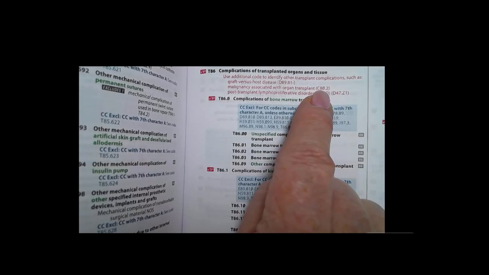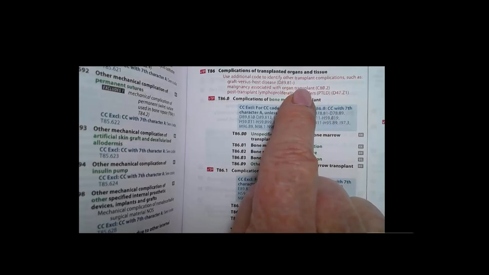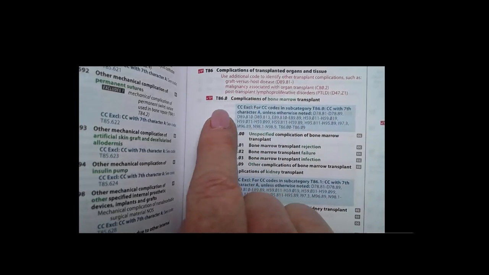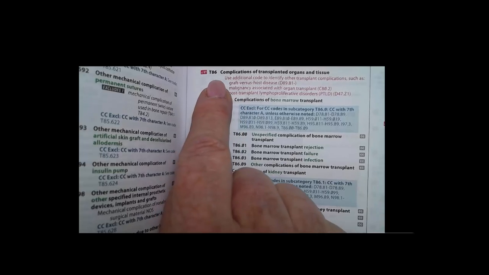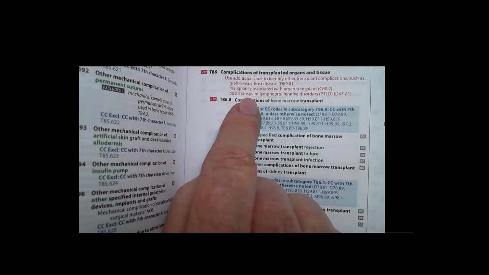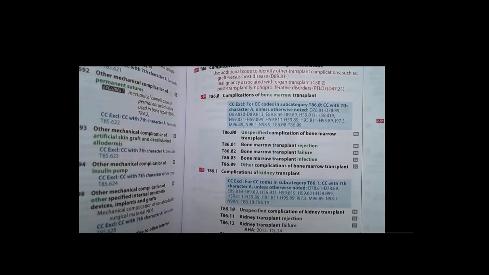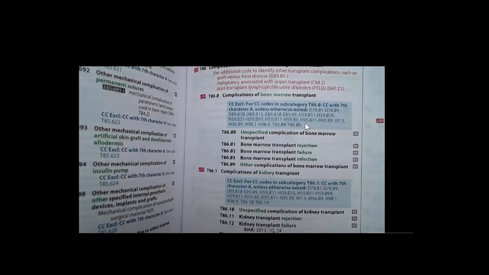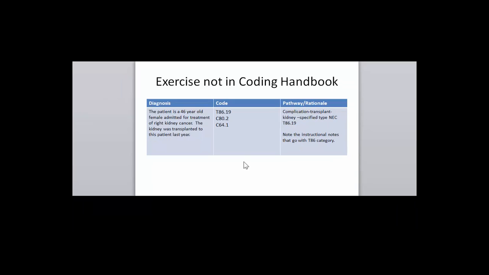So not only do our guidelines tell us to use C80.2, but this instructional note also tells us to use C80.2. So you're always going to be reading above whatever code you're looking at, reading above to the category to see if there's any instructional notes that apply to your case, in addition to looking at your guidelines.